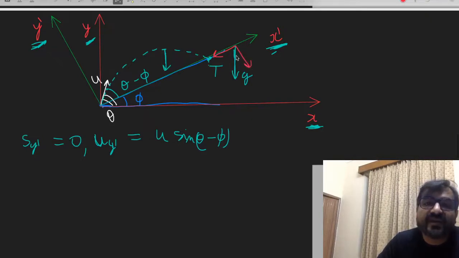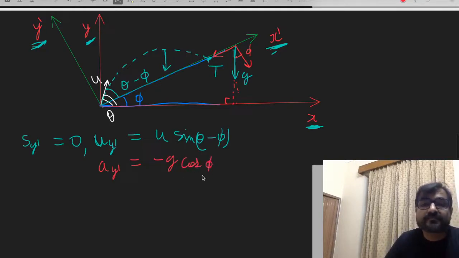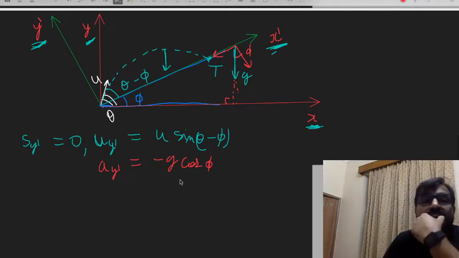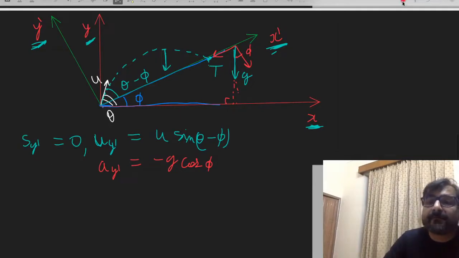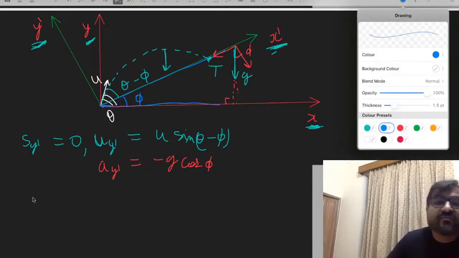So if this angle is phi, this is 90 minus phi and this is phi. Just check it. This is phi, this is 90 degrees. So this is 90 minus phi and this becomes phi. So the component of g along y dash is minus g cos phi. Alright. So if we use these three, we can get the value of time.